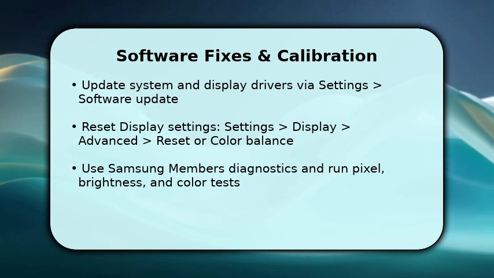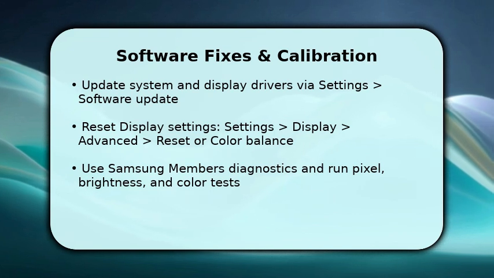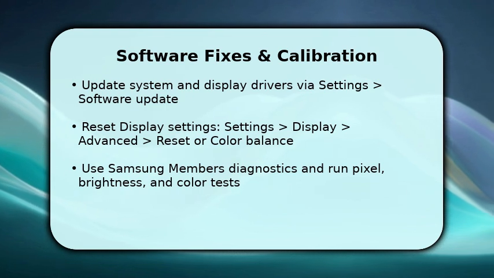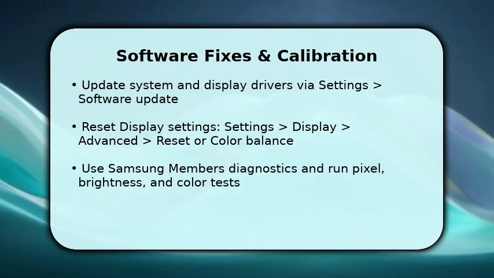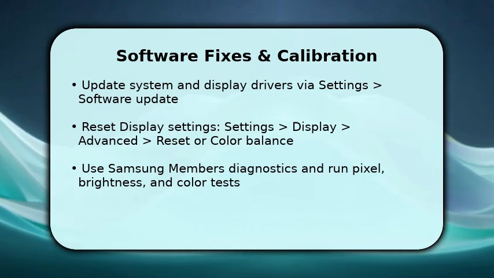Then run Samsung Members Diagnostics. Check pixel integrity, backlight uniformity, and brightness calibration. If adaptive algorithms still misbehave, disable them and manually set brightness. This isolates whether firmware curves or sensors cause the fade.